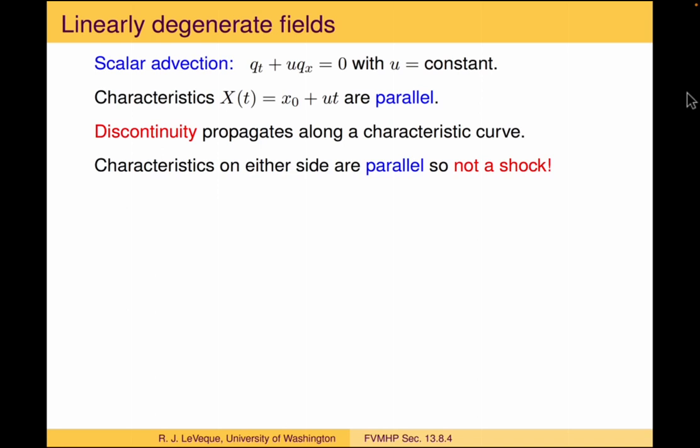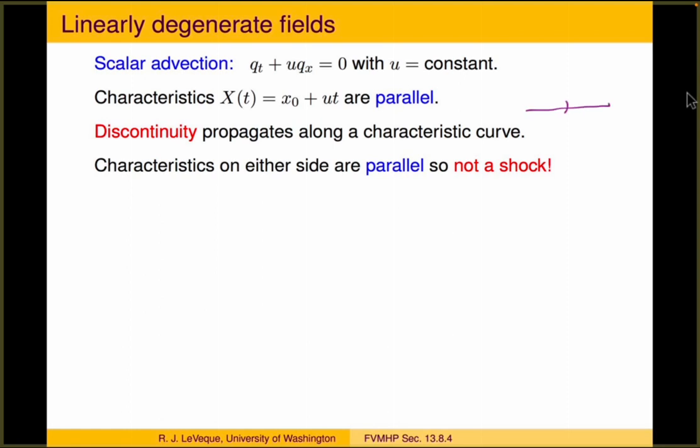And then finally, I'd also like to mention the concept of a linearly degenerate field. We talked about a genuinely nonlinear field, which is the analog of a convex scalar problem. A linearly degenerate field is the other extreme. It's the analog of a linear scalar problem, like the scalar advection equation with constant coefficients, for which we know the characteristics are parallel. You can have a discontinuity in the solution. If we look in the x-t plane, you can have a discontinuity that travels at some speed s, which is simply equal to u in the advection equation. But if we draw characteristics, they would be parallel to that.